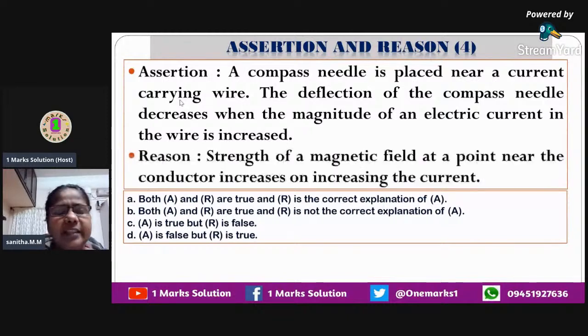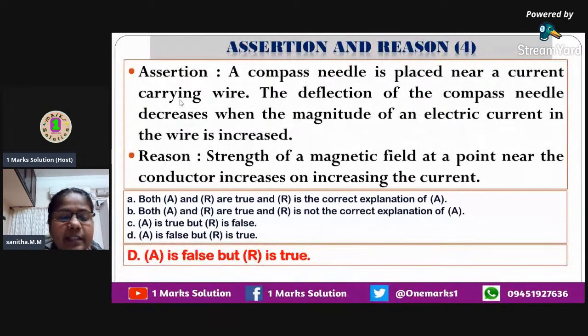Now we'll go for the reason. Anyway, assertion is wrong. That is false. Reason: the strength of the magnetic field at a point near the conductor increases on increasing the current. That is absolutely correct, isn't it? When the current increases, the strength also increases. So the reason is correct. Reason is true. So which is the option? We can say option B, right? A is false and reason is true.